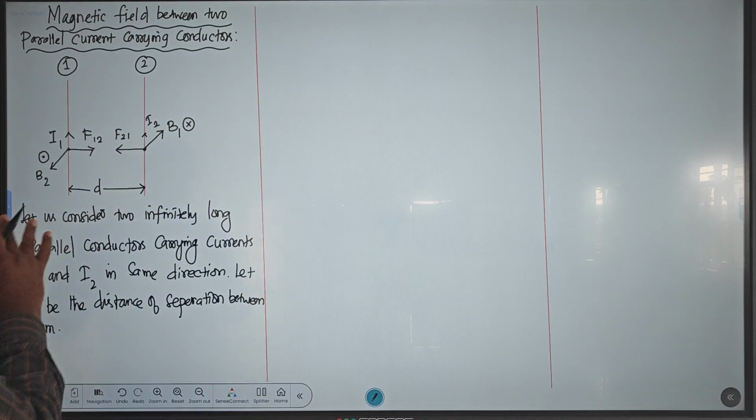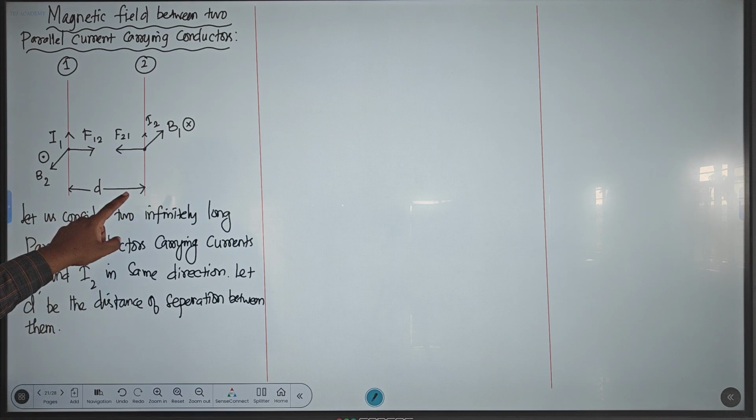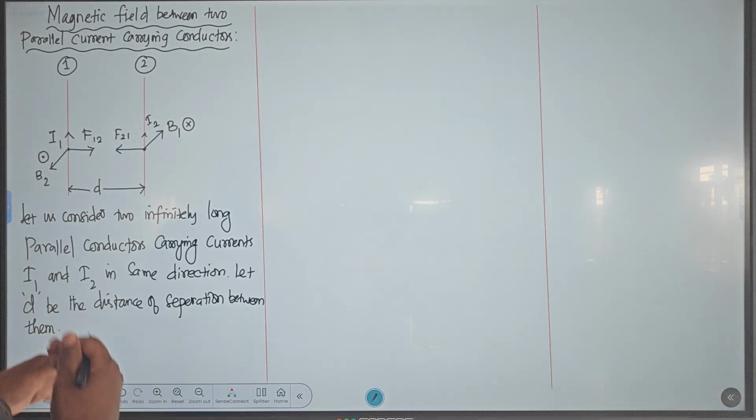So here we have two conductors, conductor 1 and conductor 2, through which currents I1 and I2 are flowing in the same direction, and the distance of separation between conductor 1 and conductor 2 is denoted by D. Now, the rest of the things we shall discuss and then involve in the derivation.